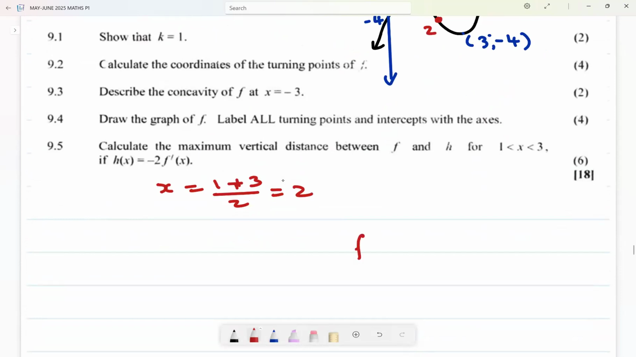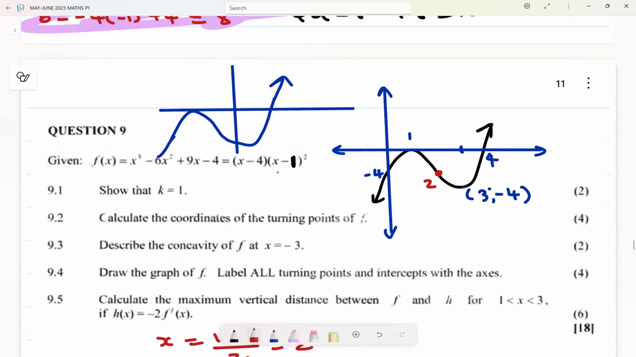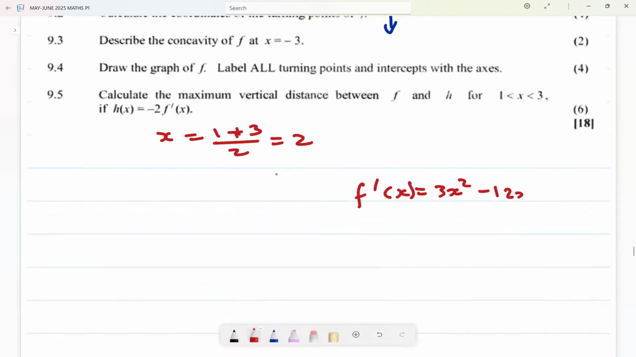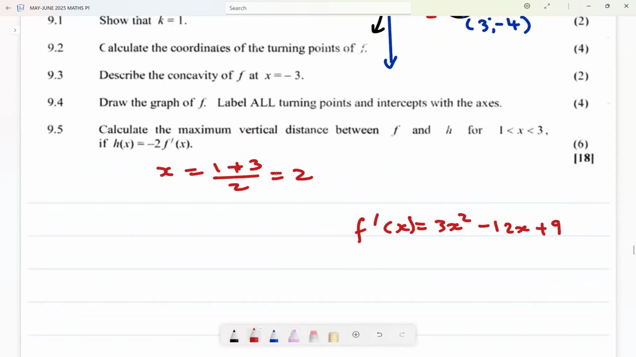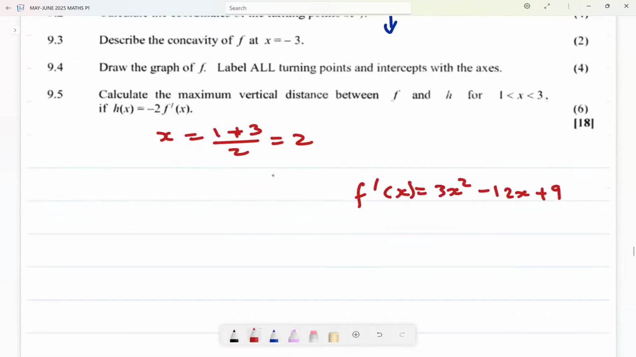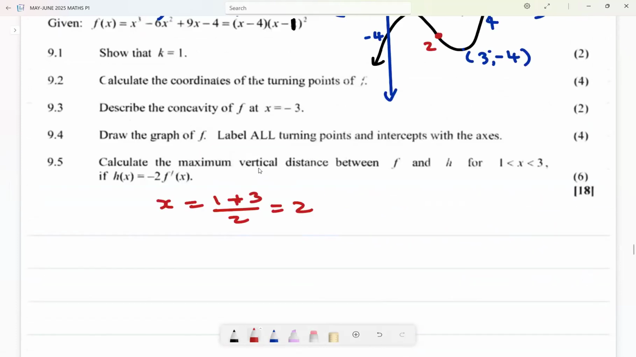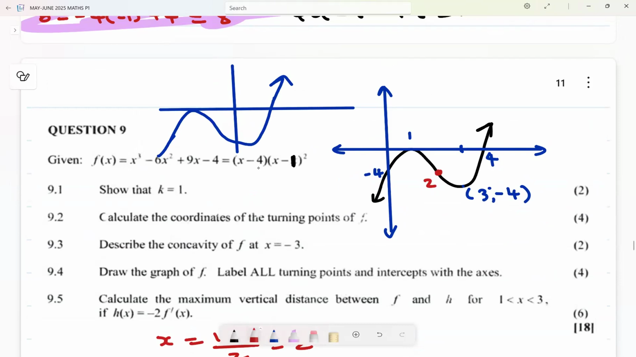If you know that your first derivative is equal to 3x squared minus 12x plus 9, you can double derive. When you double derive, you get 6x minus 12. Equate that to 0. You're going to get 6x is equal to 12, then x is equal to 2. Okay, yes. But now we are interested to see how is the concavity when x is equal to -3, somewhere here.